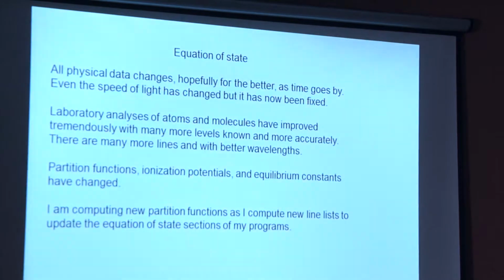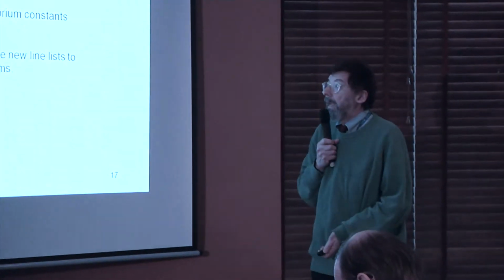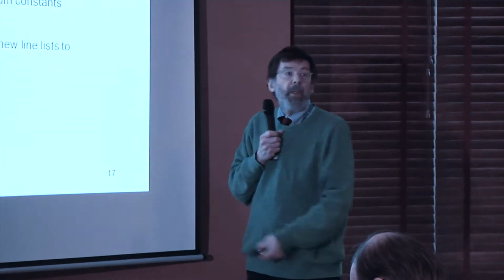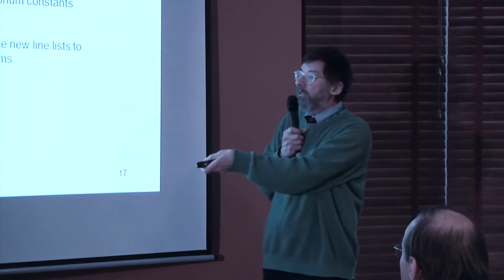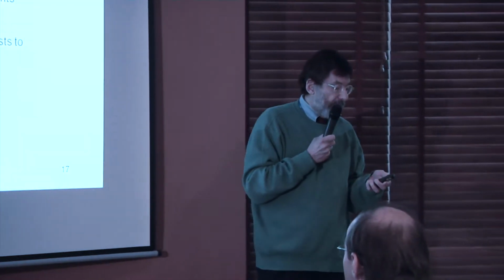So if you're worrying about less abundant elements that are not likely to have been well studied, you have to check yourself that the partition functions are good, that the ionization potentials are good, and the equilibrium constants for molecules are good, or you might end up having some systematic errors in your abundance results. And I'm now computing new line data, and I'm recomputing partition functions for all the elements, but it's going to be a while before that gets incorporated.